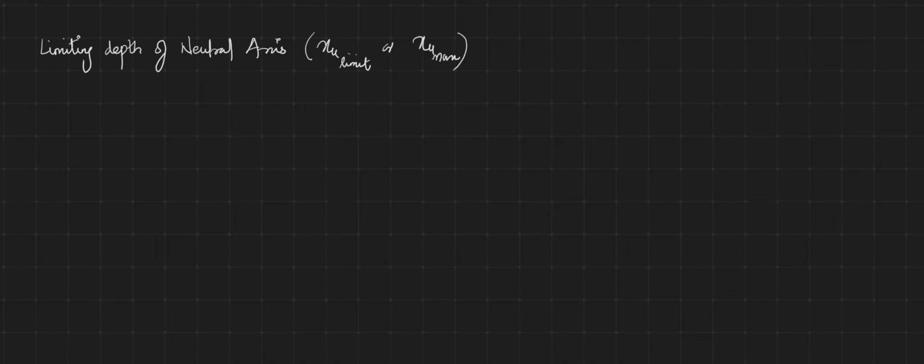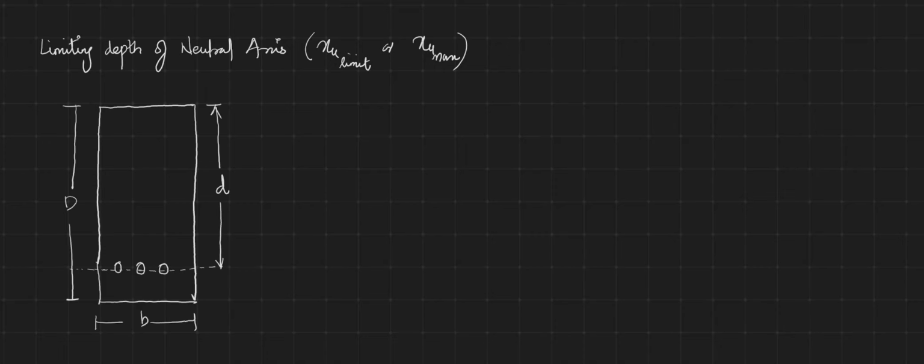Now consider a singly reinforced section having effective depth small d, width b, and total depth capital D. It is reinforced with 3 bars. The area of steel, I will denote it as AST, that is the area of steel under tension.